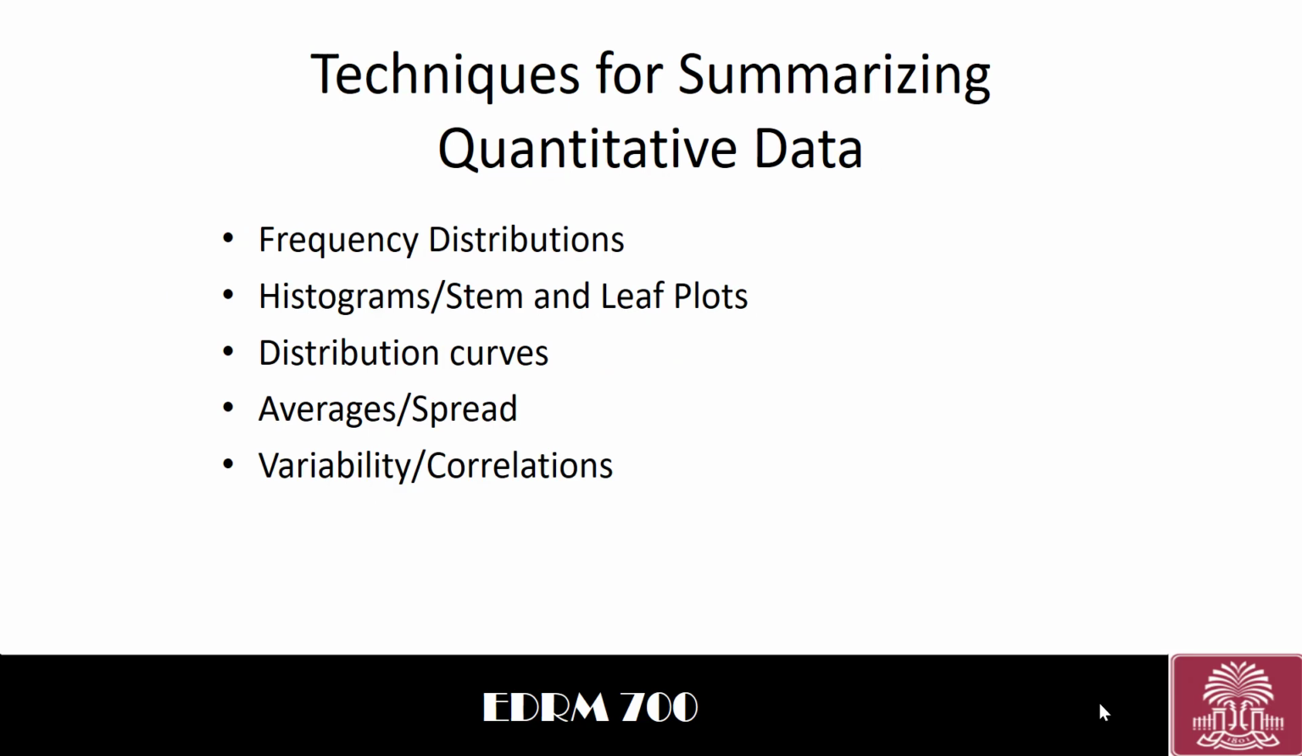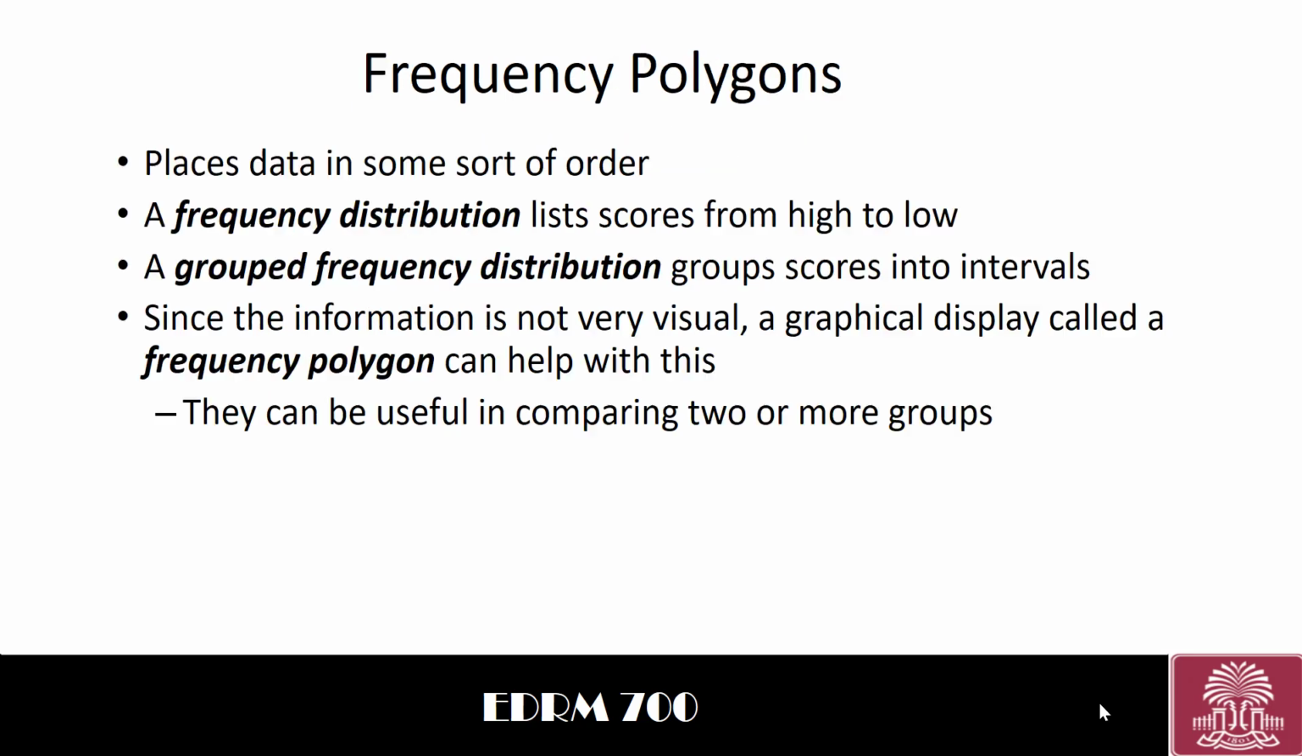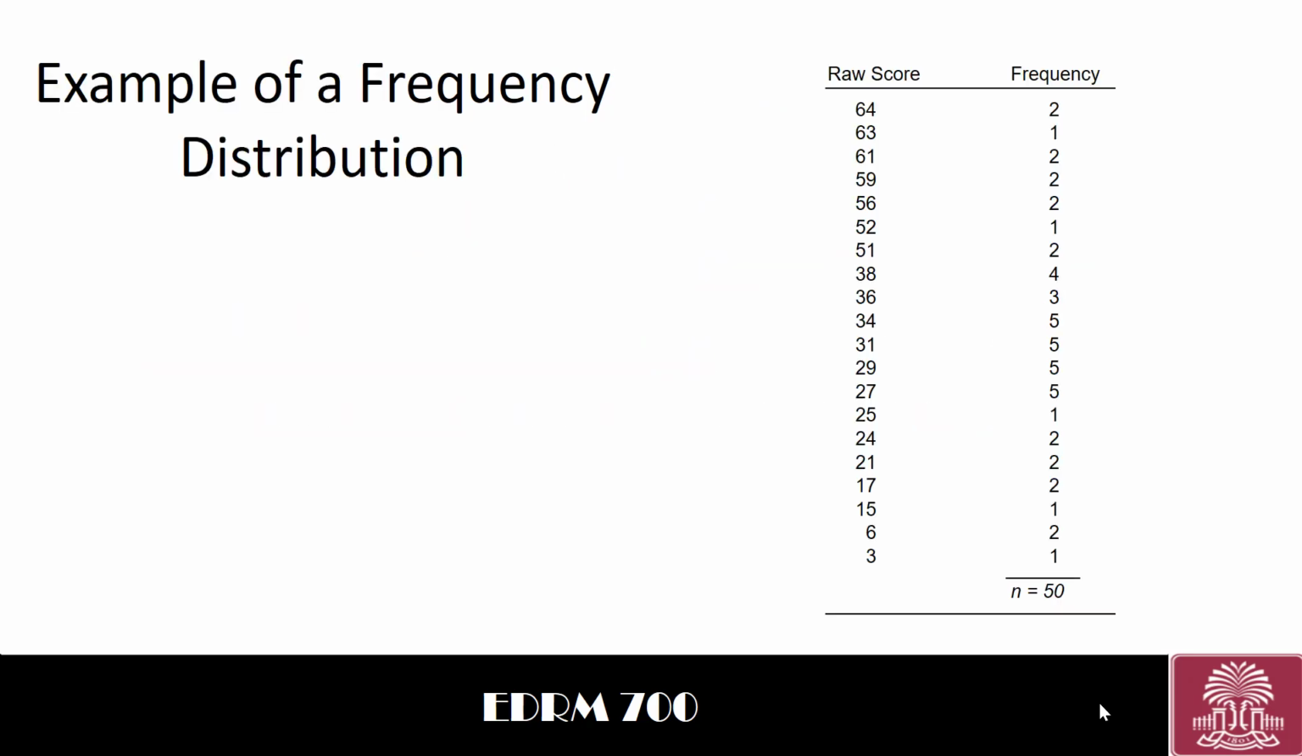There are different techniques for summarizing quantitative data. We will go through these one by one. Frequency distributions place data in some sort of order. A frequency distribution lists scores from high to low. A grouped frequency distribution groups scores into intervals, but the information cannot be easily visualized in a table. So, we use what's called a frequency polygon to develop a graphical display of frequency. This can be useful in comparing scores in two or more groups.